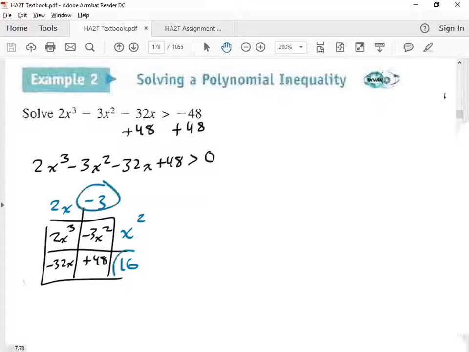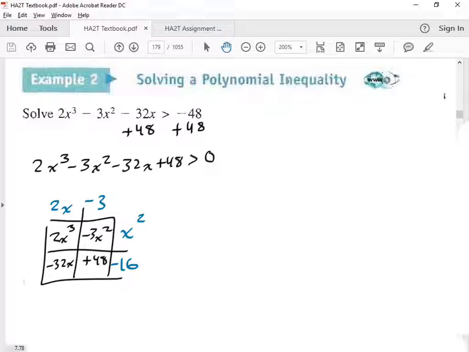But what about negative 3 times positive 16? Does that give me a positive 48? No. That means this one also has to be negative, because then we would have a negative times a negative equals a positive. And now we have a positive times a negative equals a negative. So everything works so far.